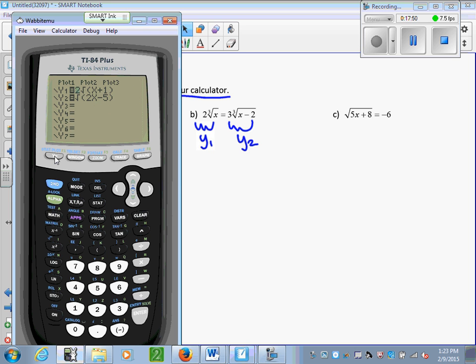Here, go to our y equals, clear out what's in there. We have 2, and remember we get the cube root. We have to go to math, and number 4 is a little cube root. So we want to select number 4, and that's x. And then we have 3, math, number 4, and we have x minus 2 under the radical. And then we graph it.